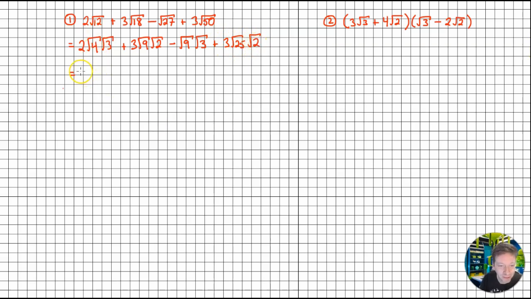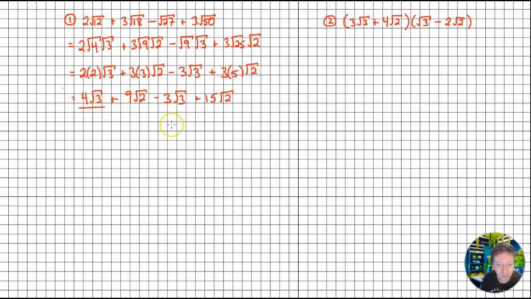So now we can replace all those perfect squares. So that would be 2 times 2, root 3, plus 3 times square root of 9 is 3, root 2. Square root of 9 again is 3, and we're left with root 3, plus 3, and the square root of 25 is 5, root 2. So let's just simplify this. So this is 4 root 3 plus, here we have 9 root 2, minus 3 root 3 plus 15 root 2. Now we're going to essentially collect like terms.